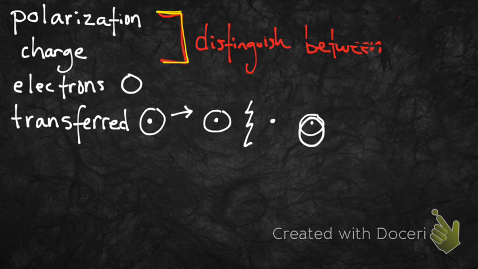Consequently, what would be the charge on this dot here? What would be the charge of that? Positive. That would be positive. In this here? This piece? That would be negative. Okay.